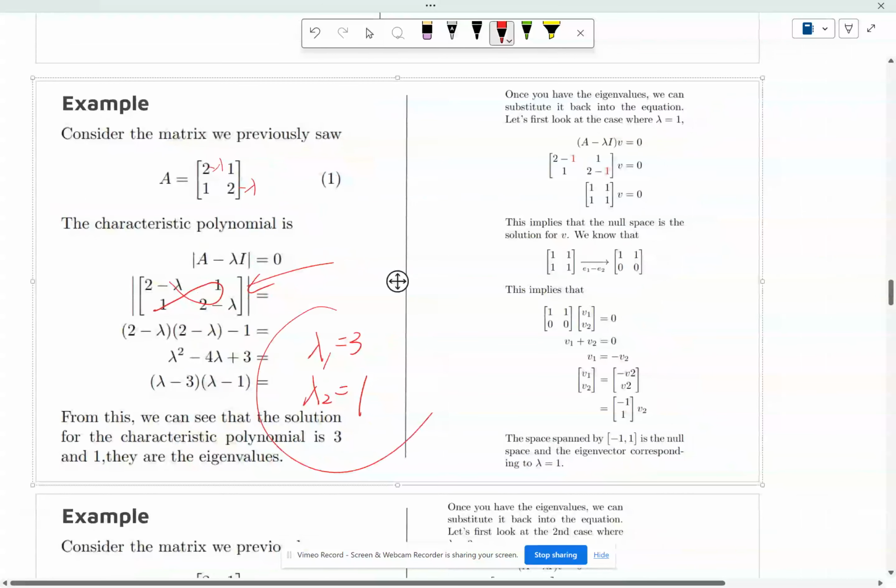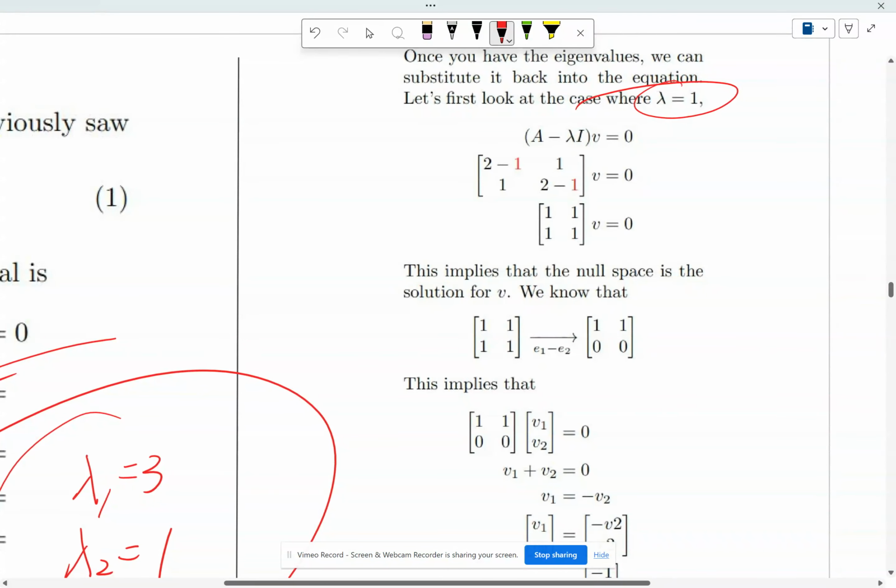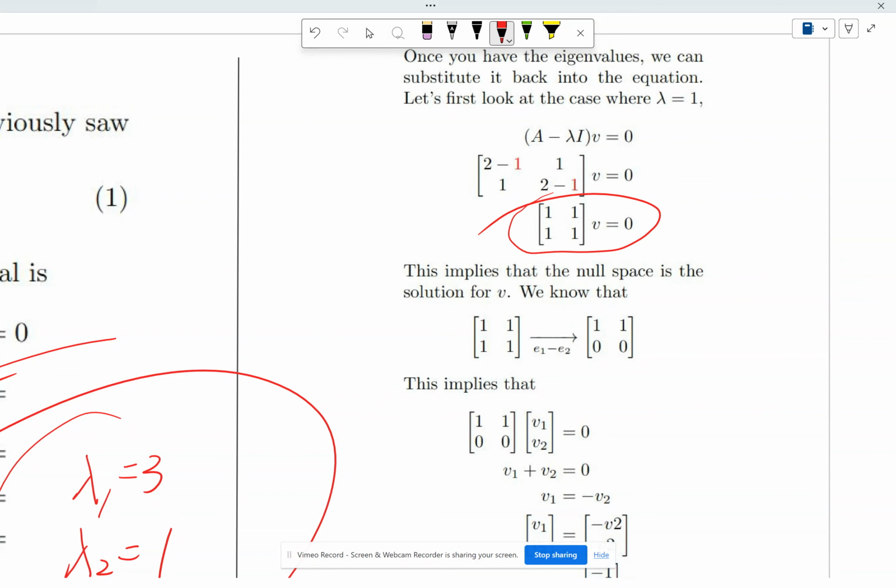Once we have the eigenvalues, that allows us to solve for the eigenvectors. All we have to do is plug them back in. So let's do lambda equals 1. If we plug 1 here, we end up getting this. And when you multiply by v, we want that to be 0. So how do we solve for the solution? Well, this is the null space of the matrix, and the null space, after you do the reduced row echelon form, will look like this.